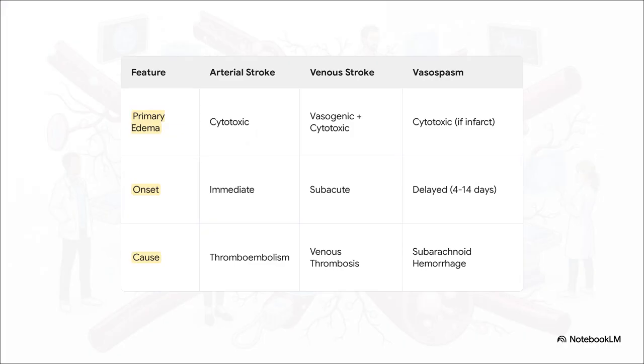Now, this table is where the magic happens. Look at how we can tell these apart. Arterial strokes, they give you pure cytotoxic edema, and it happens immediately. Vasospasm, on the far right, that's a delayed problem. But check out that middle column for venous stroke. It's the odd one out. It gives you a mix of both vasogenic and cytotoxic edema. That combination, well, that's your golden ticket right there.